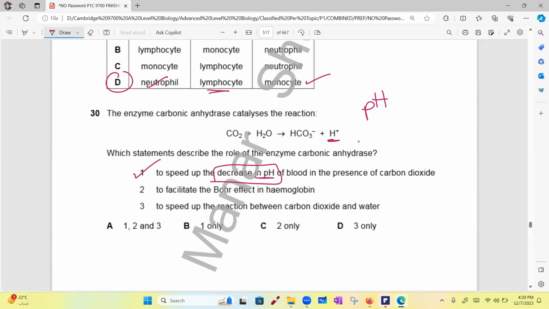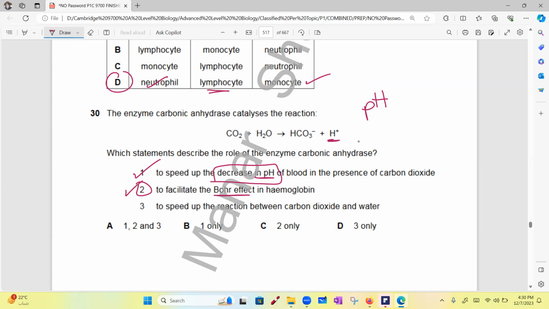Right. To facilitate the Bohr effect, is this right or wrong? Right. Okay, stop here. What does this mean? What is the Bohr effect? It's when it's like with the affinity and when the graph shifts down. Very good, excellent, thank you. This is when the graph either shifts up or down because there's a change in the affinity of hemoglobin. So of course it will facilitate the Bohr effect.